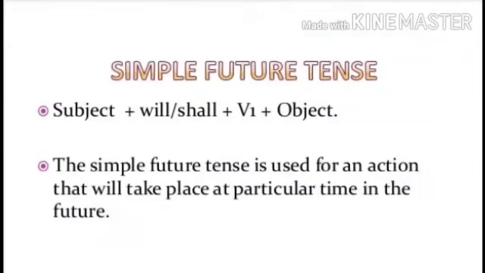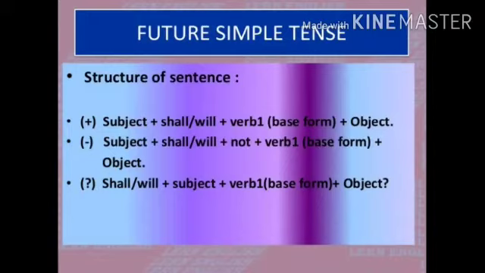Simple future tense describes an action that will take place in the future. Or you can say, in the simple future tense, we talk about the future in a general way. Let's discuss the structure of future simple tense. First of all, we have to use the subject, then we have to use the helping verb, shall or will. Afterwards, the verb's first form, or you can say the base form, then the object.